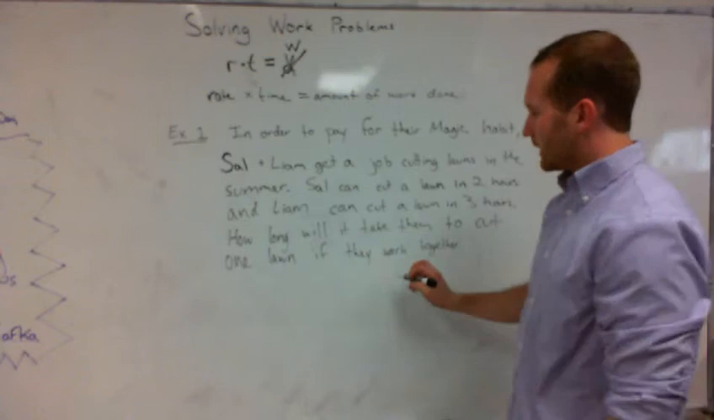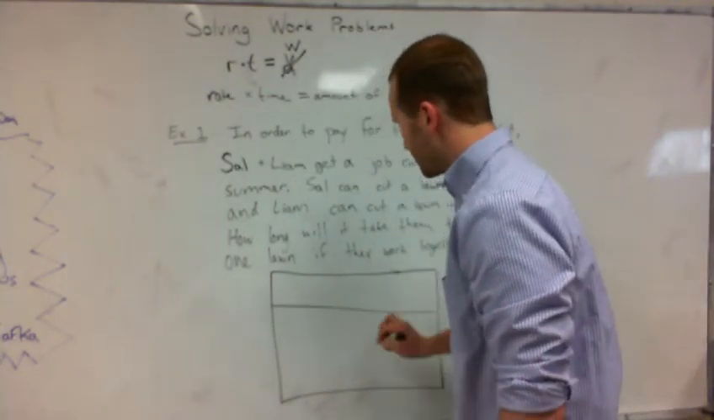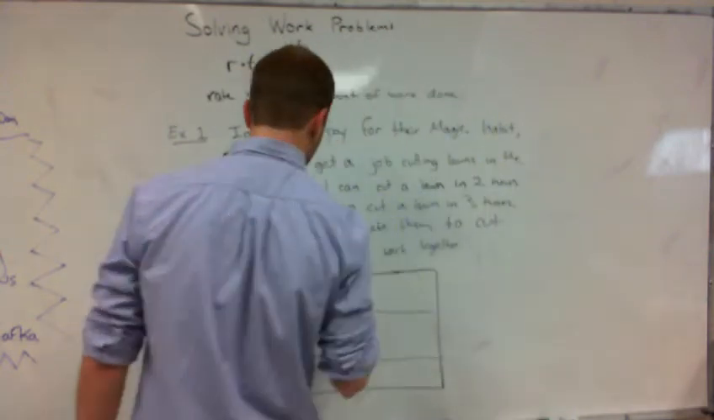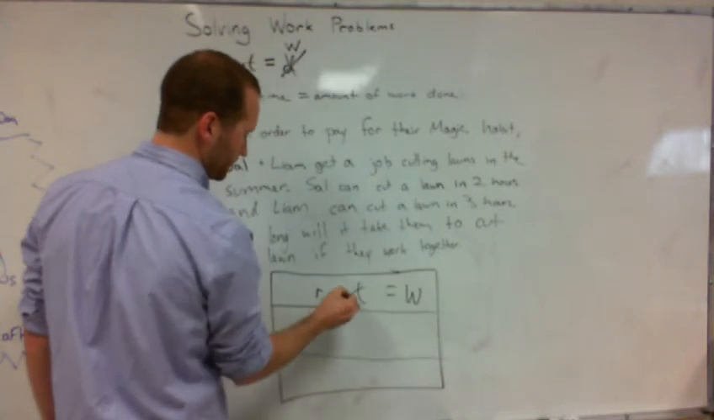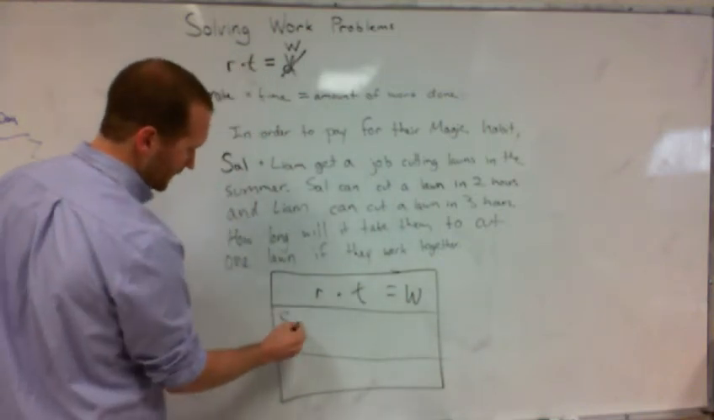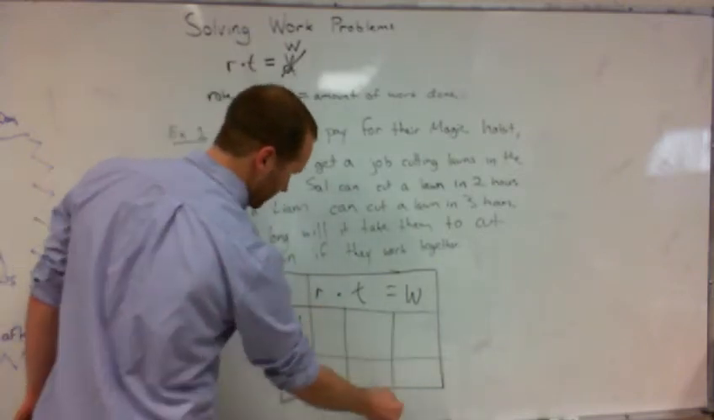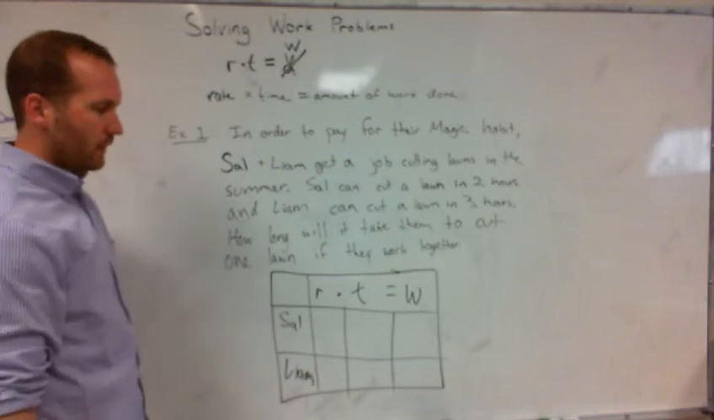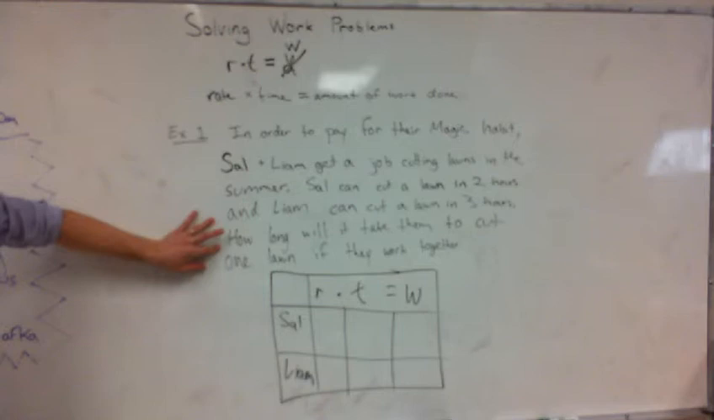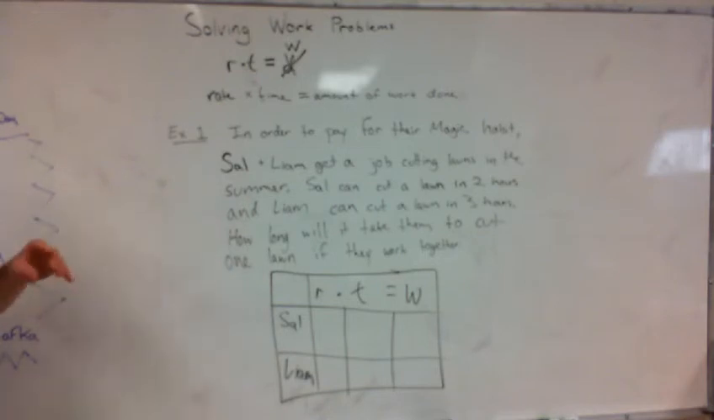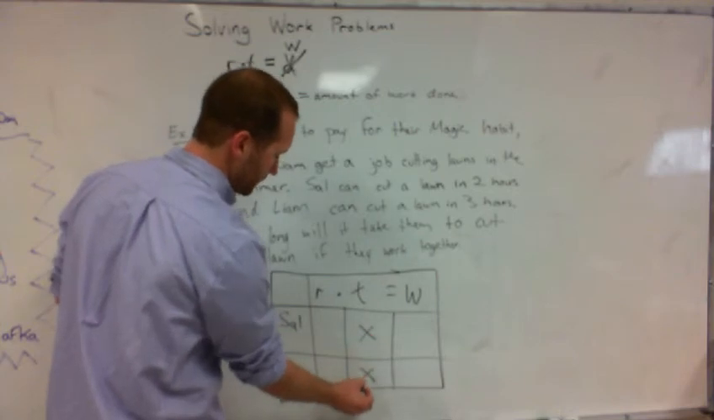Let's put this into a table, just like the tables that you used for rate times time equals distance. So we're going to have the rate, the time, and the work. And we're going to have Sal and Liam. So let's start by looking at the unknown. What is not known here? Time. The time. Yeah, how long it's going to take them working together. So we're going to call that x.